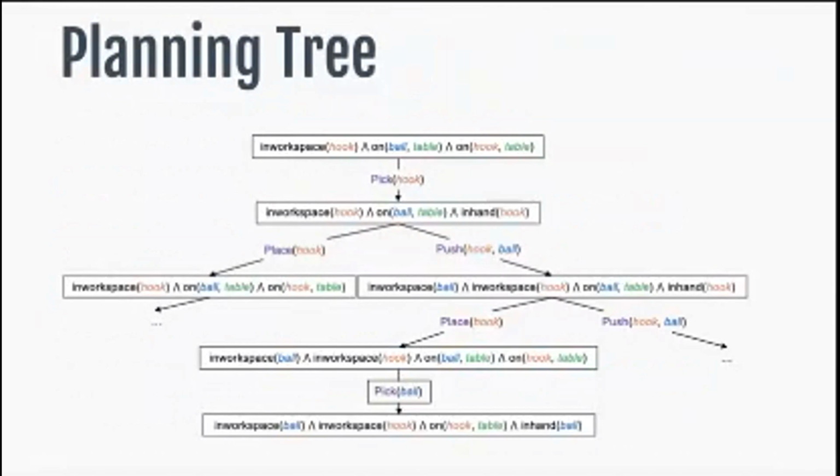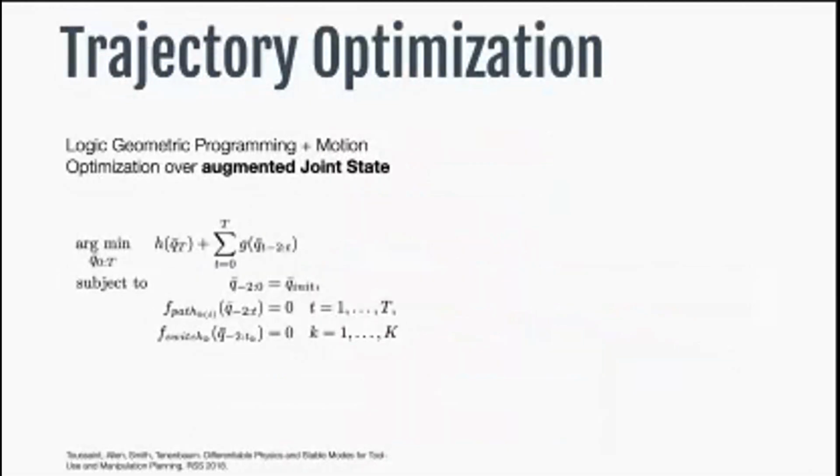There are often multiple ones, and this is an example of how such a planning tree may look like. So essentially, just using basic search algorithms, we can find a valid symbolic plan for this. Now this symbolic plan has to be checked on whether it's feasible for the robot. And for that, again, we come back to trajectory optimization.